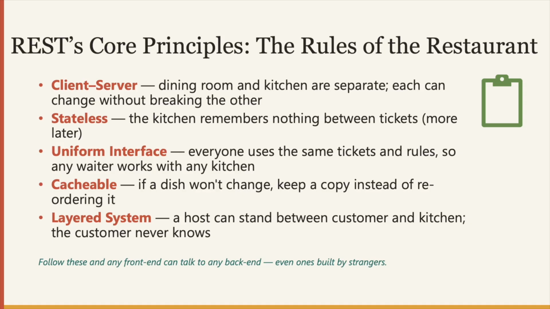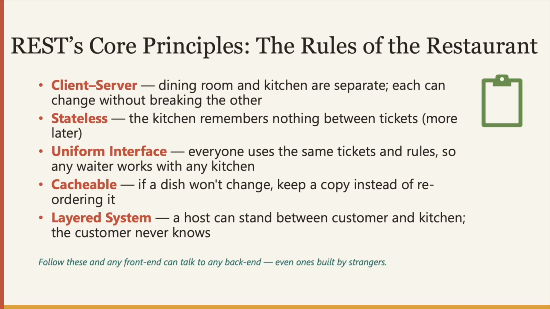Second, you have stateless. The back-end server remembers nothing between the requests. Every single HTTP request from the client must contain all the data and authentication needed to process it. It's like the kitchen not remembering anything between the tickets. Third, you have the uniform interface. Everyone uses the same standard tickets, meaning developers use standard HTTP methods like get, post, and delete across predictable API endpoints.